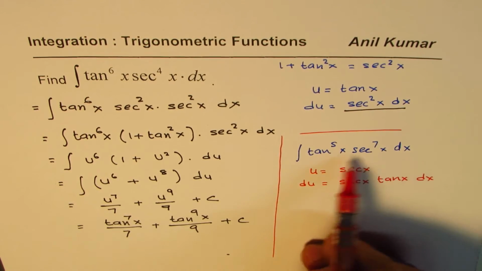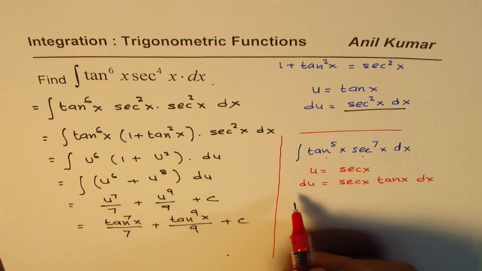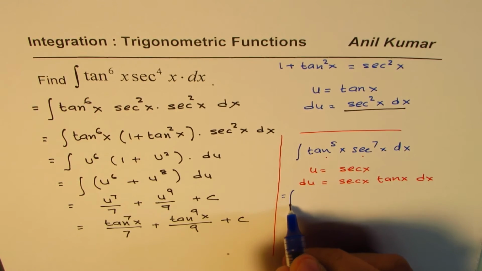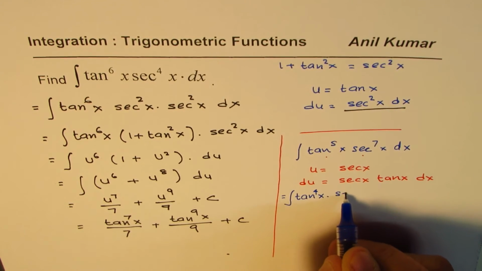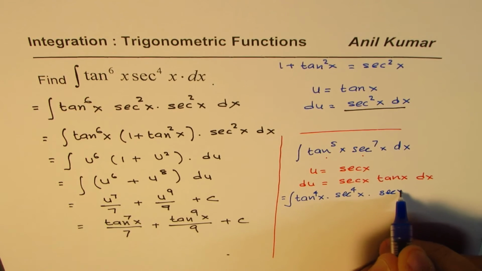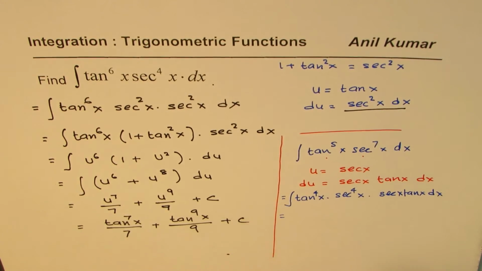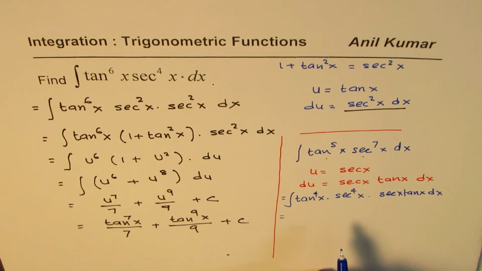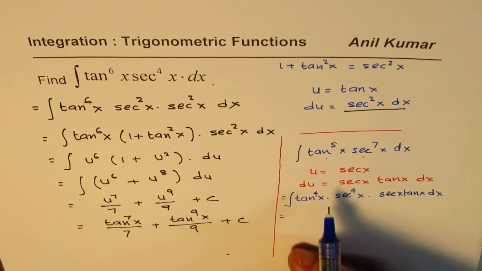So what we can do in this case is keep secant x tan x separate. The integral could now be written as the integral of tan to the power of 4x secant to the power of 4x, and then we have secant x tan x dx. Do you see that? Now we have these even powers which could be related with 1 plus tan square x equals secant square x, and the substitution is secant, so we'll replace this with 1 plus tan square x. You get an idea, right?